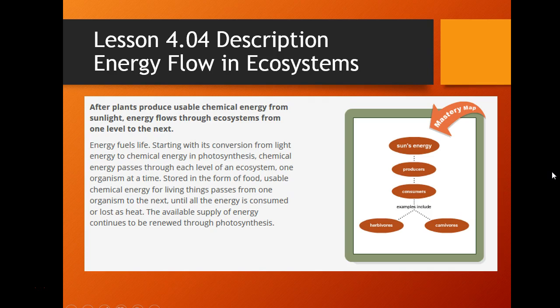We're going to be starting with the sun's energy and looking at how that allows producers to make their own energy, and then how consumers get their own energy from those producers. And remember, consumers are organisms that have to eat or consume other organisms in order to obtain energy. Some examples of consumers that we're going to look at are herbivores, and those are consumers that eat plants. And then we also have carnivores, which are organisms that eat other animals or insects.